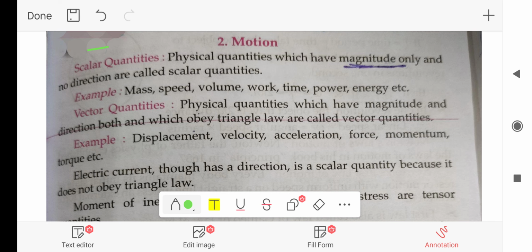Hi friends, in this video we are going to learn about motion. Let's read this chapter quickly and we'll solve the questions based on it.